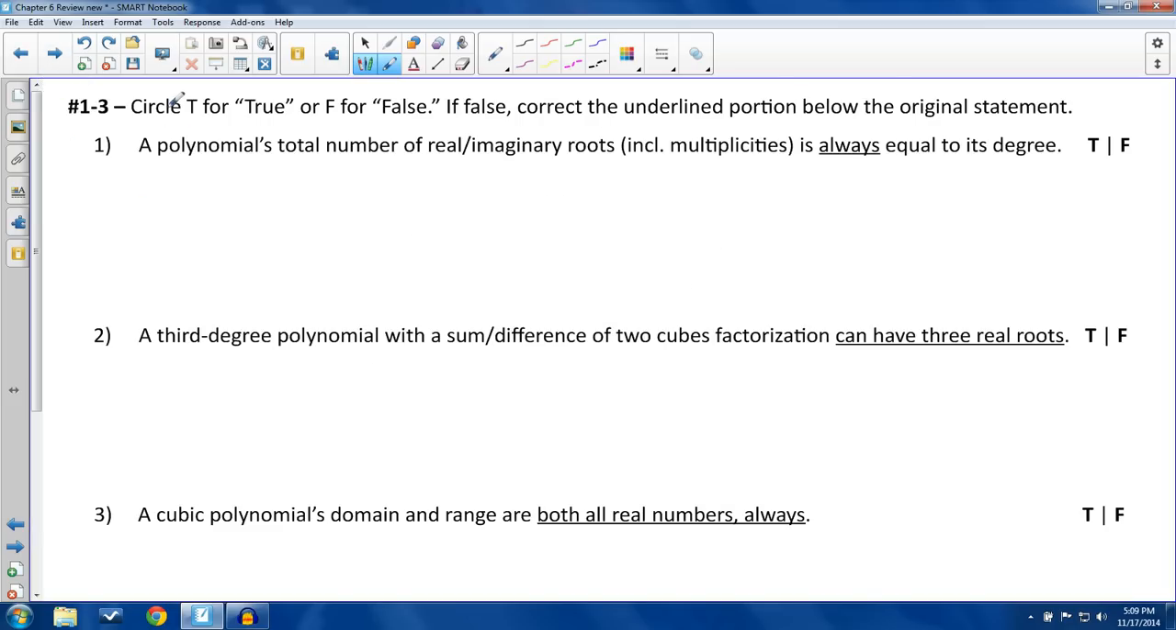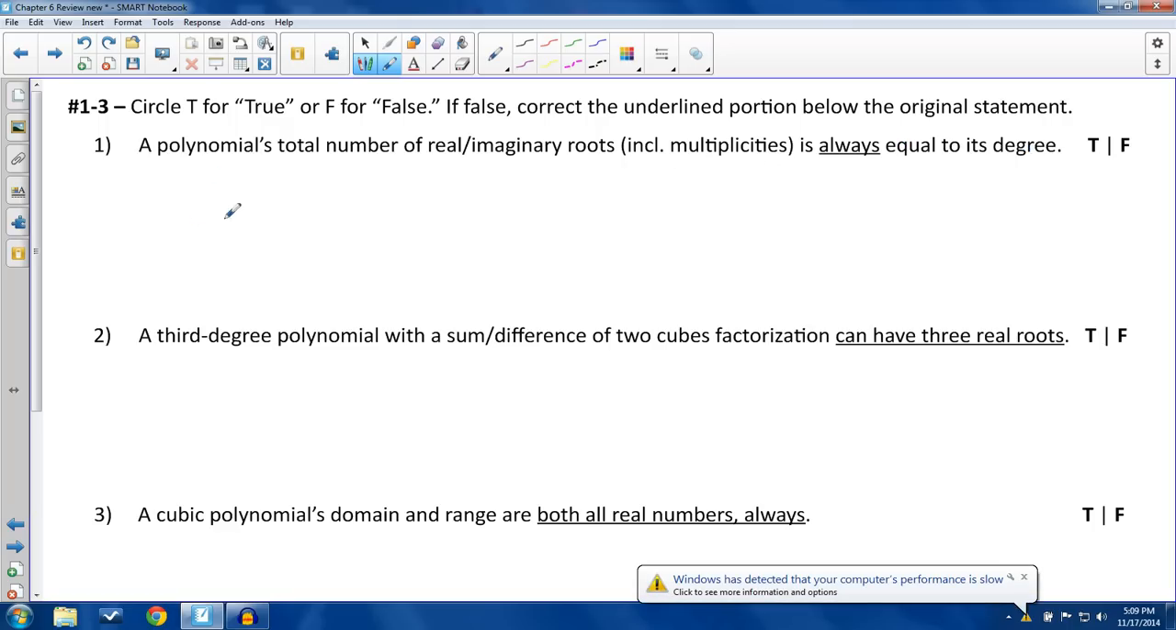Okay, for the first three problems, you're going to circle T for true or F for false. And if false, I want you to correct the underlined portion below the original statement. So this underlined part will either make this true or false. Part of this is making sure that you can decipher what this says. A polynomial's total number of real or imaginary roots, including multiplicities, is always equal to its degree.